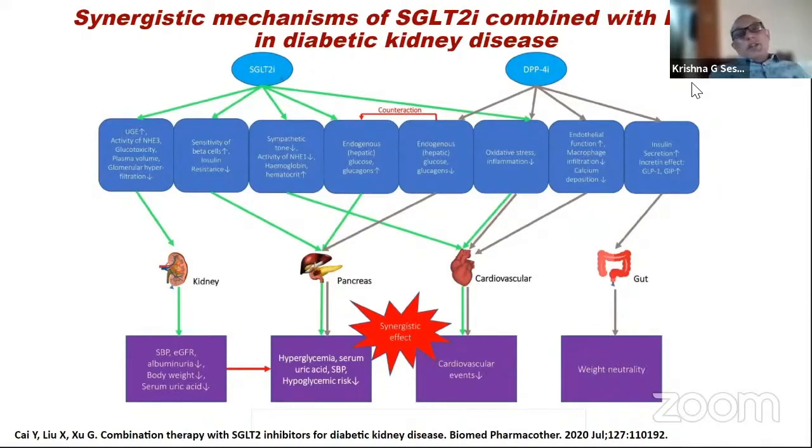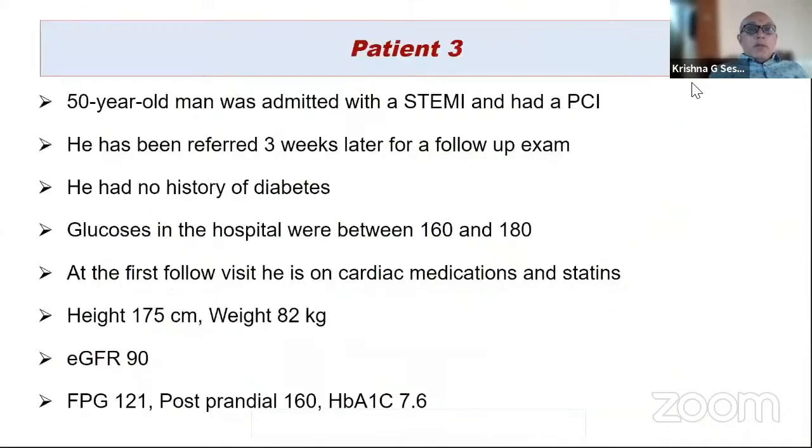The SGLT2 inhibitors increase glucagon, the DPP4s decrease it. But what is important to understand is they work fairly well together, but not necessarily additive. They are quite complementary. That brings us to our next patient who was admitted with a STEMI and a PCI.